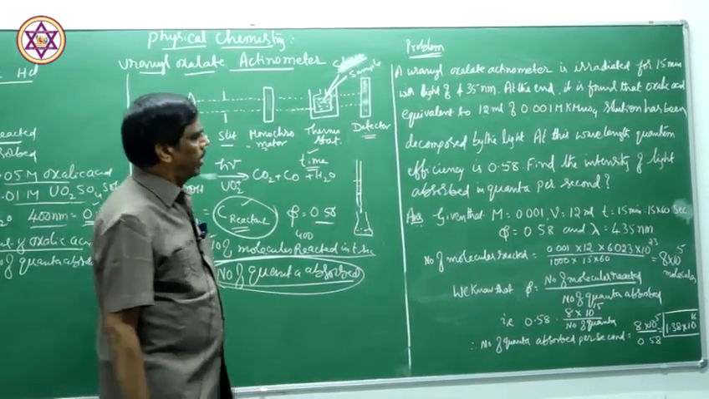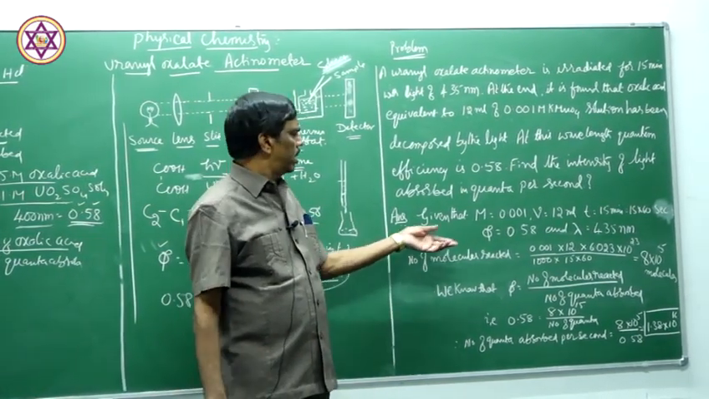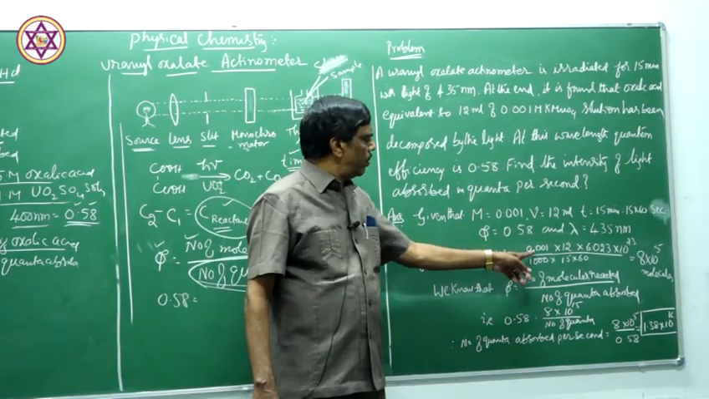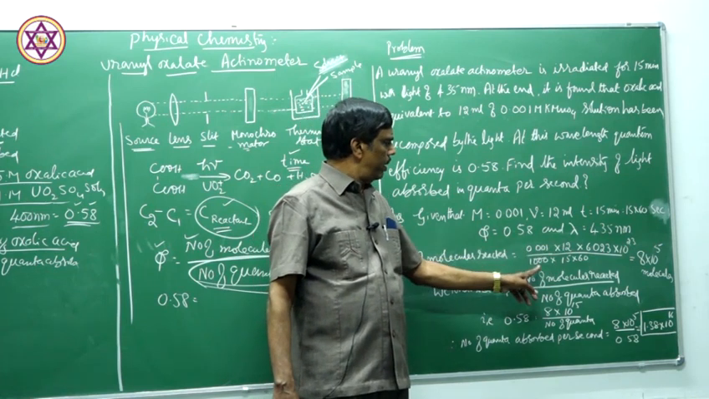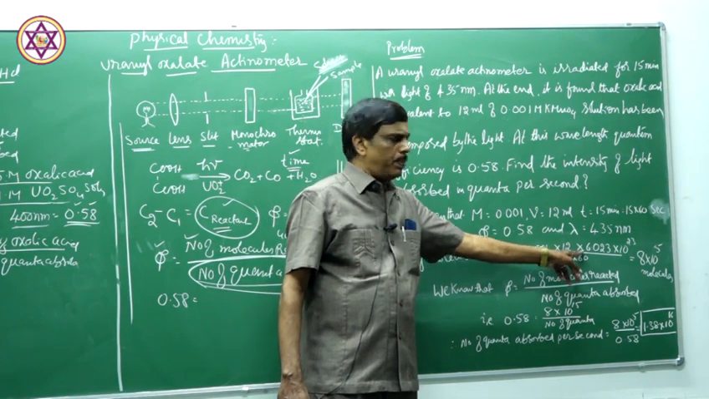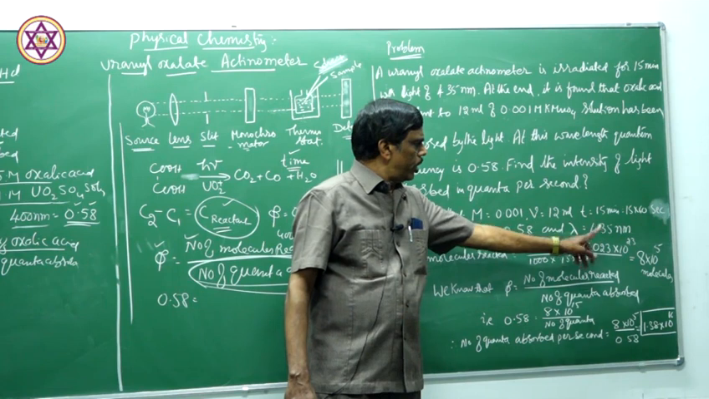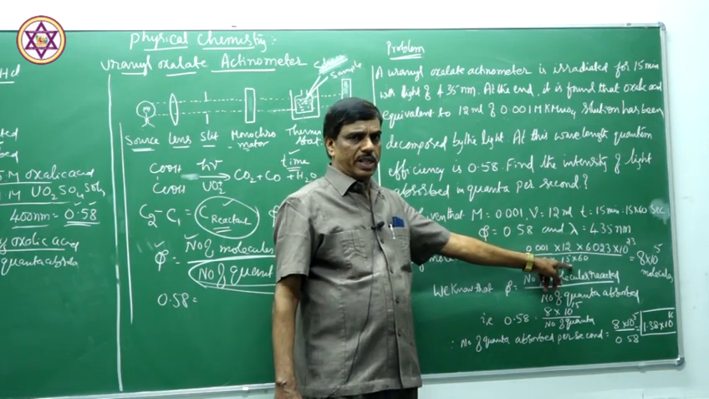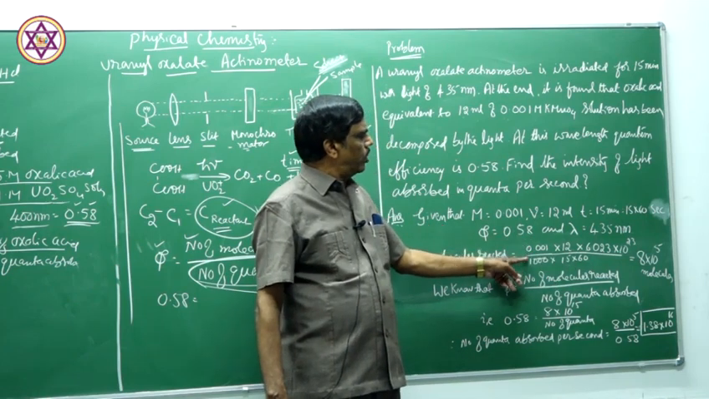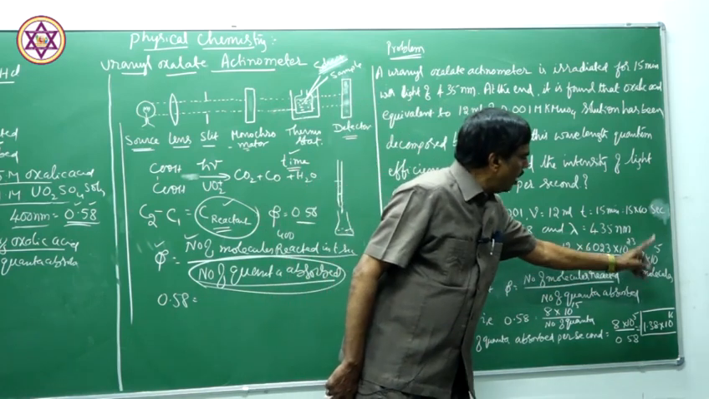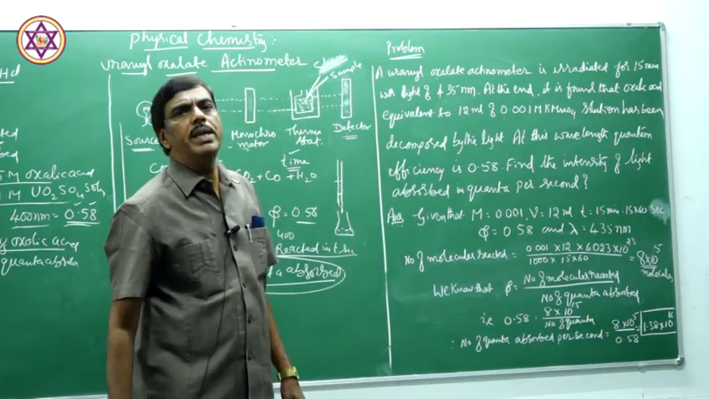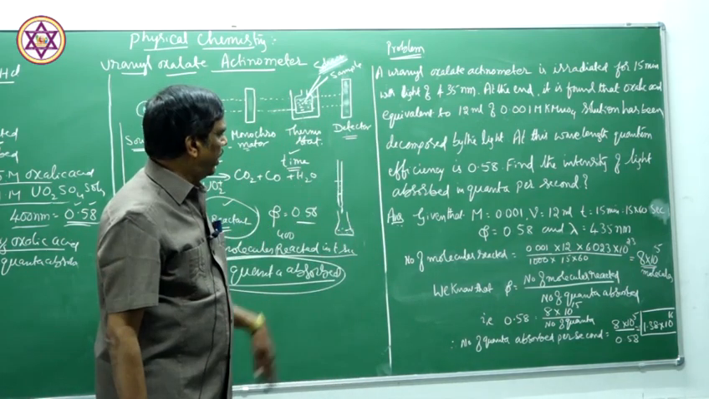Now, we know that quantum efficiency is equal to number of molecules reacted in t seconds divided by number of quanta absorbed. Now convert this concentration into number of molecules. So, molarity is 0.001 into 12 ml divided by 1 liter, 1 liter means 1000 cc, into Avogadro number 6.023 into 10 to the power of 23, divided by duration 15 into 60 seconds. If you simplify this, you will get 8 into 10 to the power of 15 molecules decomposed in that 15 minutes time.